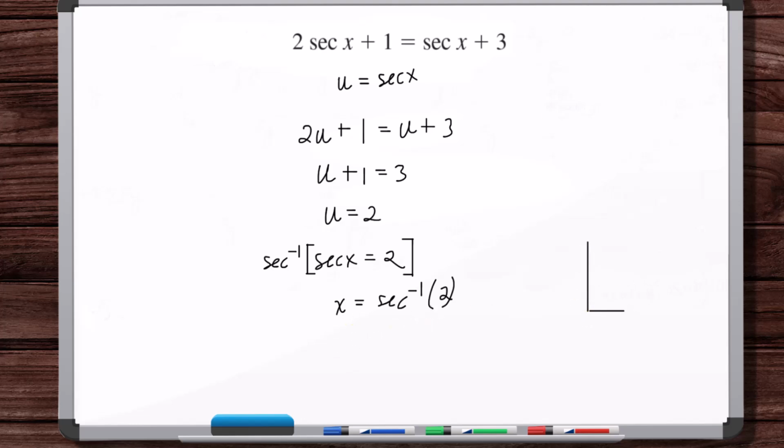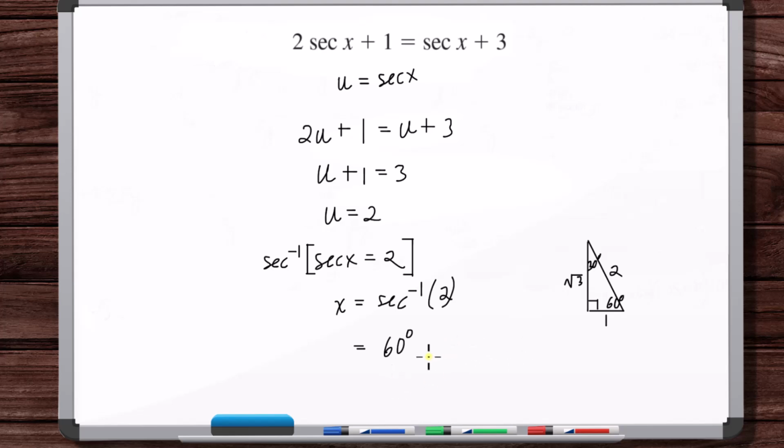Okay, so now here, x is equal to inverse secant of 2, so we can come to the 30-60-90 triangle, with sides 1, root 3, 2. Secant is hypotenuse over adjacent, so secant of 60 is 2. The technical answer to inverse secant of 2 is 60 degrees, because it's positive 2.